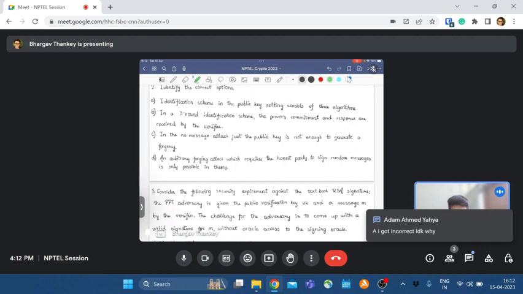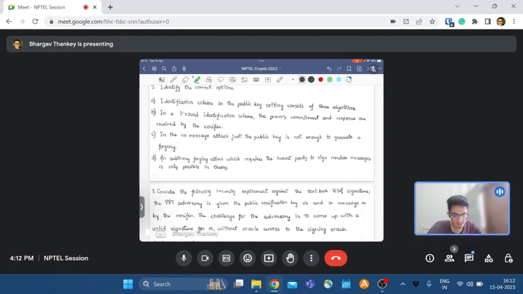And option D is an arbitrary forging attack, which requires the honest party to sign random messages, is only possible in theory and it's not practical. Okay, so which of these are correct?